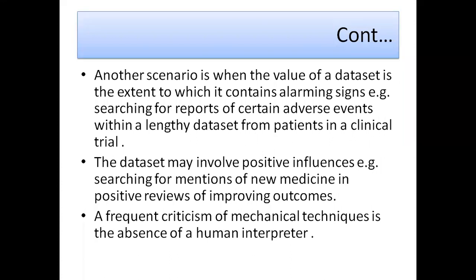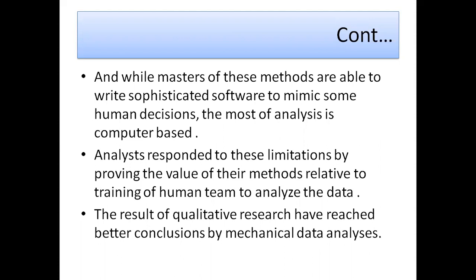Another scenario is when the value of the dataset is the extent to which it contains alarming signs. For example, searching for reports of certain adverse events within a lengthy dataset from the patients in a clinical trial. The dataset may involve positive influences, for example, searching for mentions of a new medicine in positive reviews of improving outcomes. A frequent criticism of mechanical techniques is the absence of a human interpreter. And while the masters of these methods are able to write sophisticated software to mimic some human decisions, most of the analysis is computer-based. Analysts respond to these limitations by providing the value of their methods related to the training of the human team to analyze the data. The result of qualitative research had reached better conclusions by mechanical data analysis.